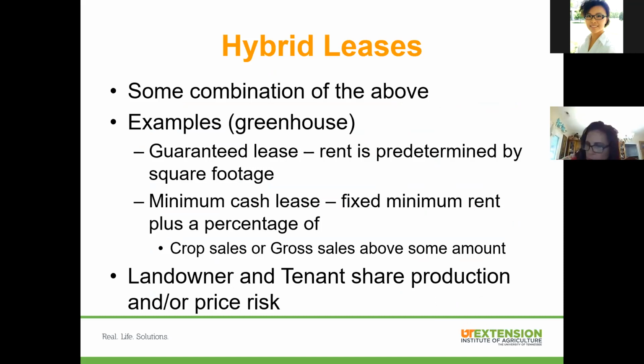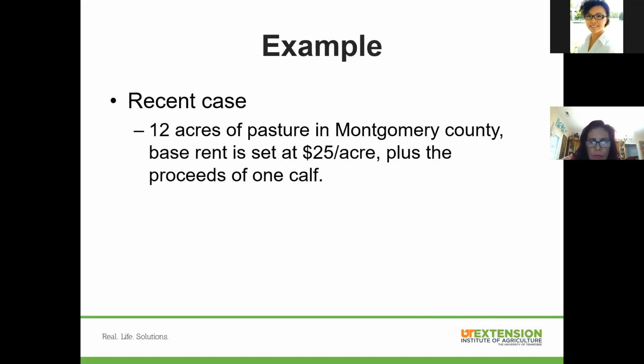So lastly, we talked about hybrid leases, which is some combination of the cash leases and some share leases. And one example we can look at is greenhouse. The base rent is predetermined by square footage, and then also a plus percentage of gross revenue. So for example, this example is actually not greenhouse.